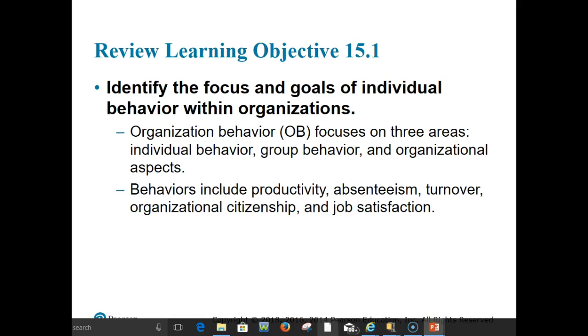Remember that job satisfaction is an individual's general attitude towards his or her job. And workplace misbehavior is any intentional employee behavior that is potentially harmful to the organization or individuals within the organization.